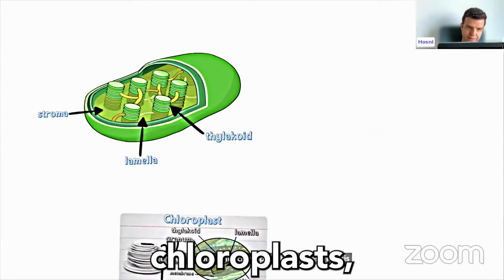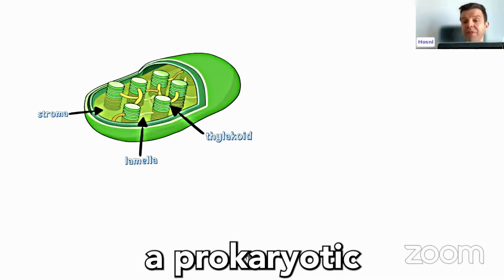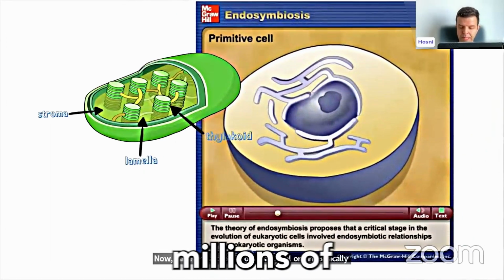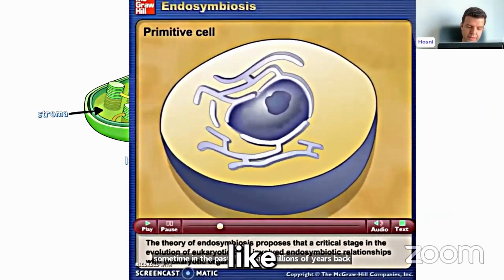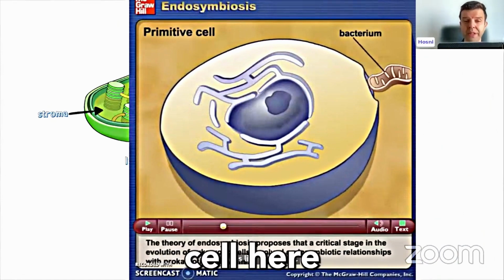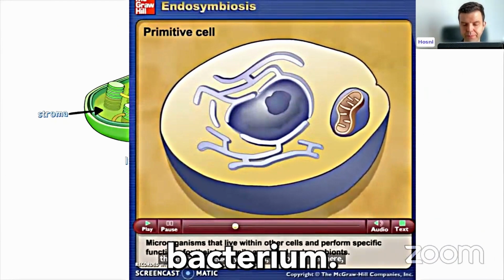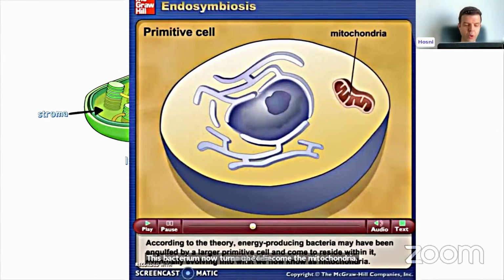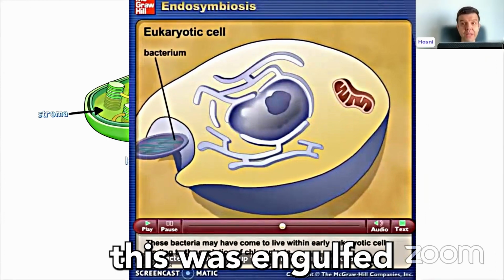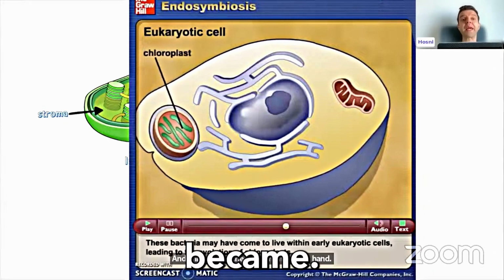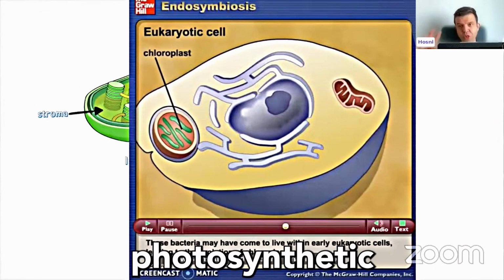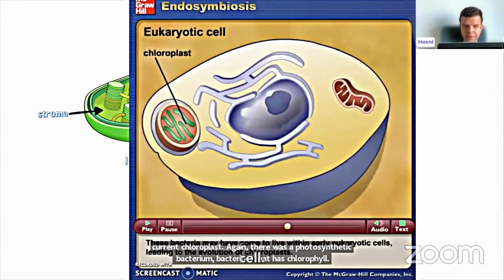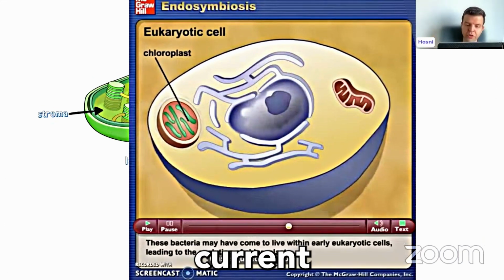Now, chloroplasts have a prokaryotic, bacterial origin. Basically, sometime in the past, I'm talking millions of years back, there was a eukaryotic cell, the bigger cell here, engulfing a small bacterium. This bacterium turned out to become the mitochondrion. And this one on the left, on the other hand, was engulfed, and it became what? It became the current chloroplast. Again, there was a photosynthetic bacterium that has chlorophyll, engulfed by a eukaryotic cell. It became the current chloroplast.